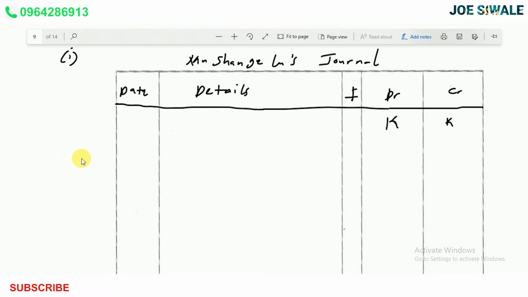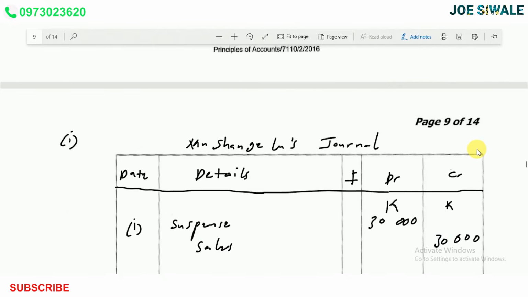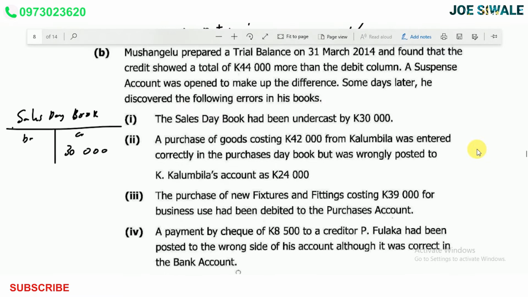So we can say Roman numeral 1 there. I've said we're going to credit sales and we're going to debit suspense. So we can say suspense, we're going to debit with 30,000, and sales there, since it was an undercast, we're going to credit 30,000. Let us look at Roman numeral 2.